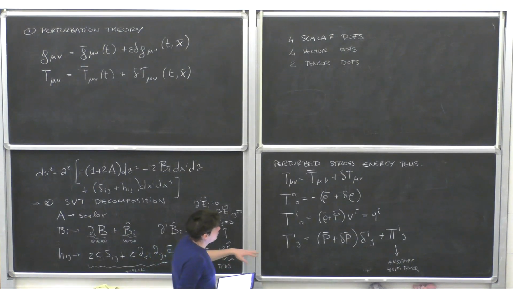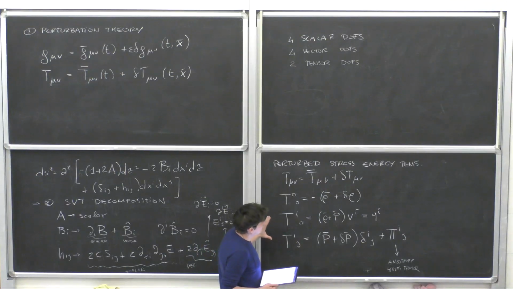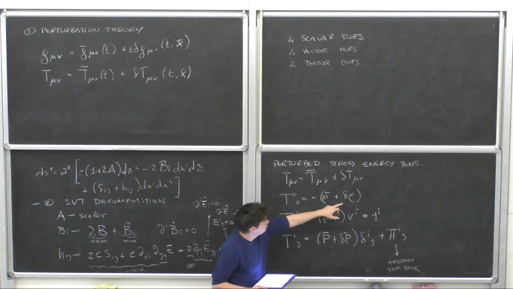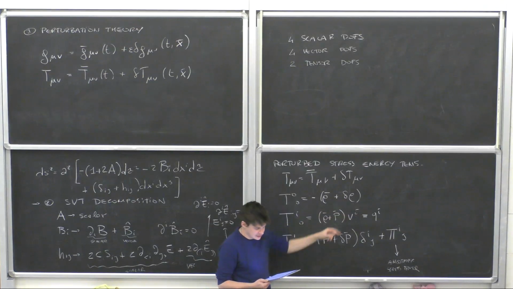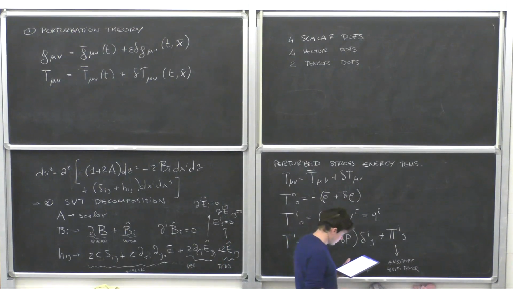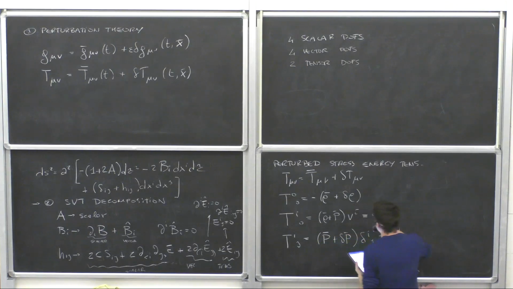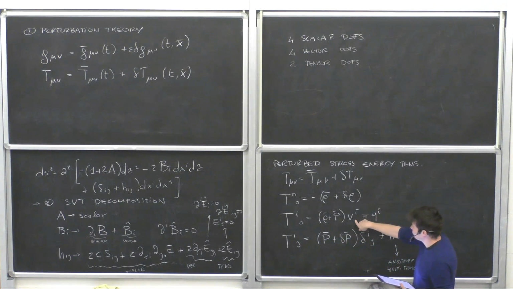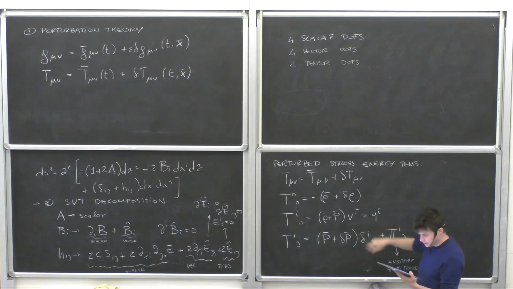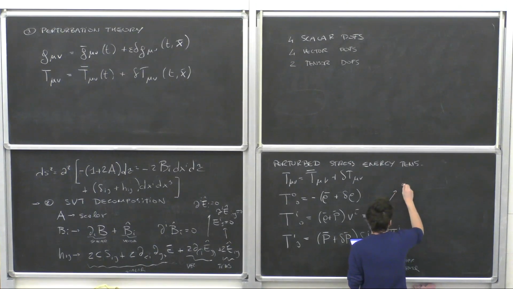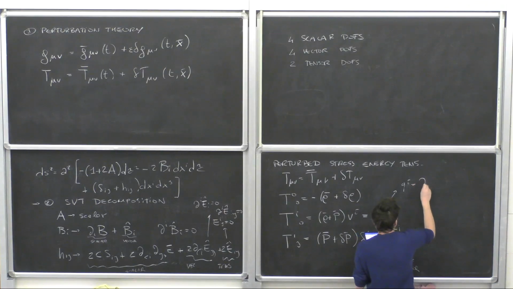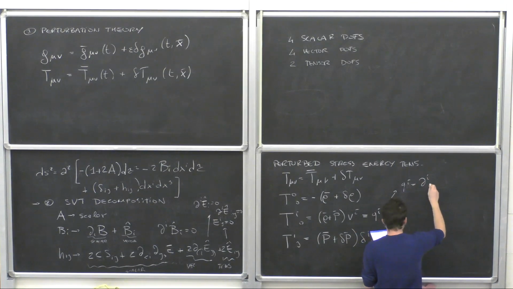Now, the scalar vector tensor decomposition here works slightly differently. We have a few fluctuations that are already scalars: pressure and density fluctuations are already scalars. And then what we're going to do is take the vector here and decompose it in a scalar component.